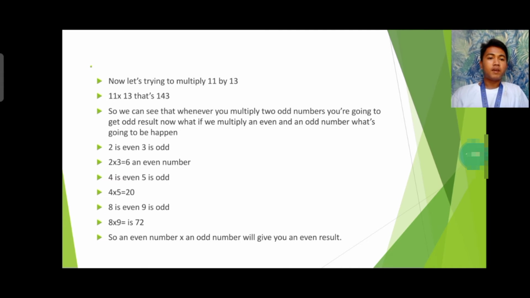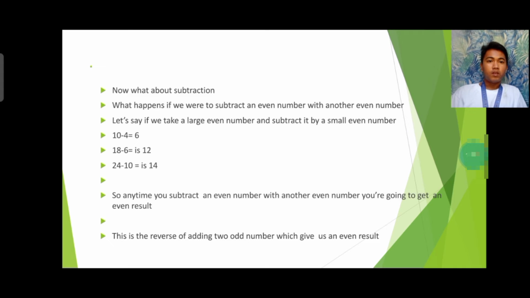So, an even number times an odd number will give you an even result. Now, what about subtraction? What happens if we subtract an even number from another even number? Let's say we take a large even number and subtract a small even number. Example, 10 minus 4 equals 6. 6 is an even number.